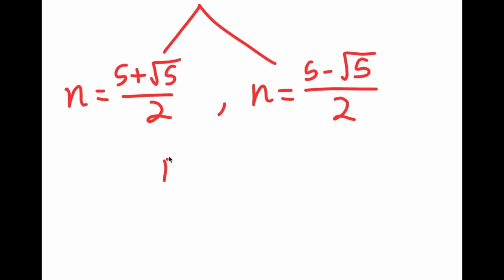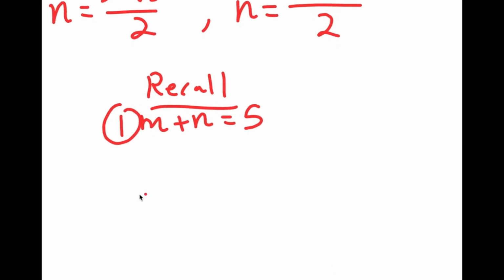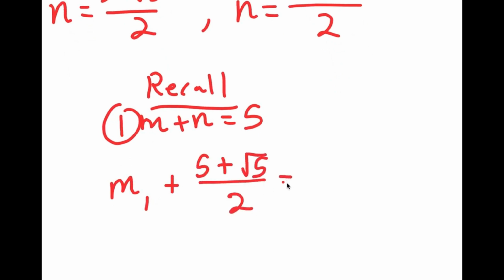Now, recall how m plus n is equal to 5. This was equation 1. So now what I can say is that m of 1 plus (5 plus the square root of 5) over 2 is equal to 5.